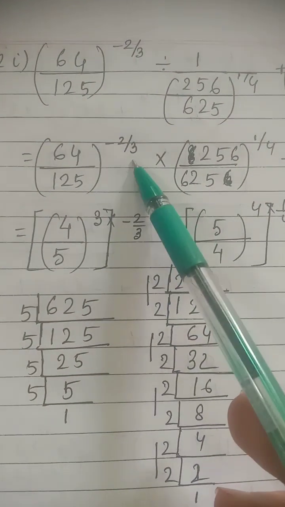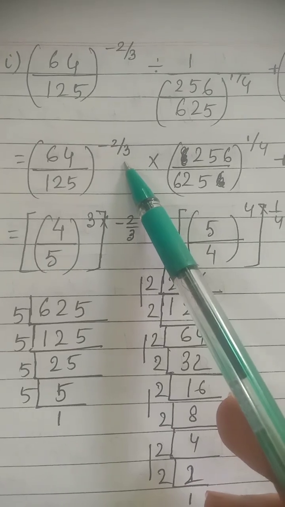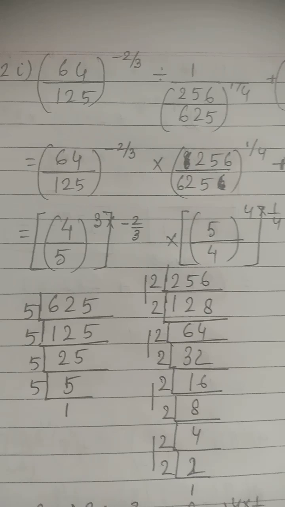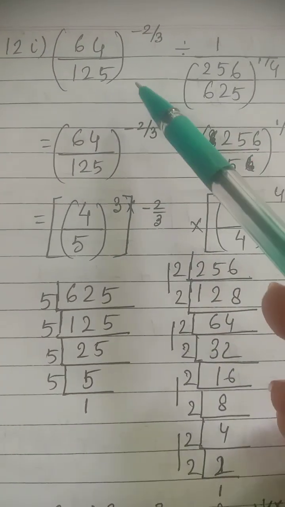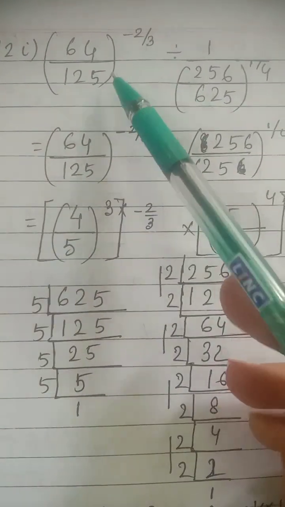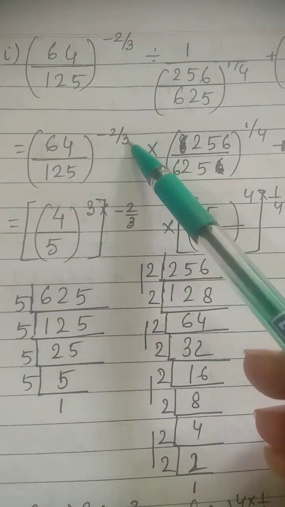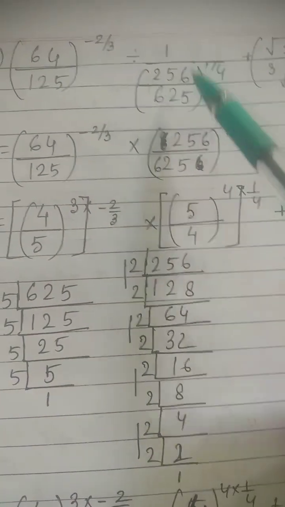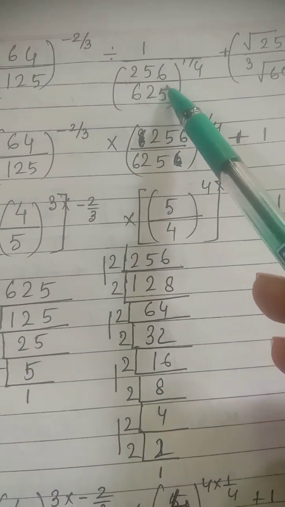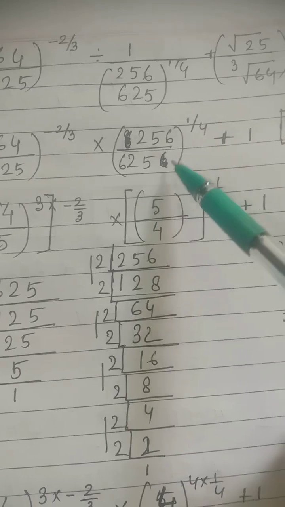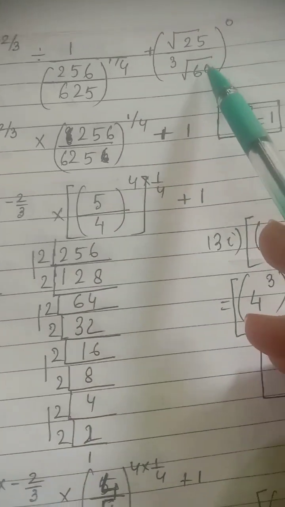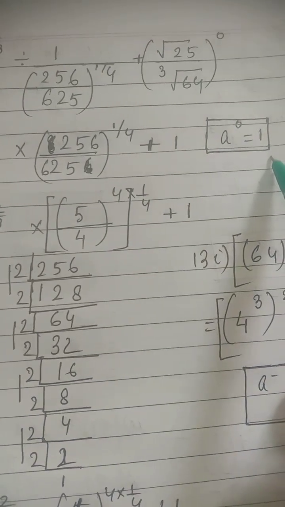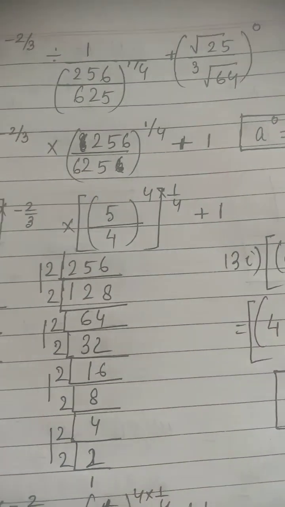So first of all, we'll make the power positive here. We have written this as it is, (64/125) to the power minus 2/3. The divide sign is there, so to change it we just have to take the reciprocal of it. So what will it become? (256/625) to the power 1/4 plus, this will become 1, because anything to the power 0 equals 1. So this whole expression's value is 1.